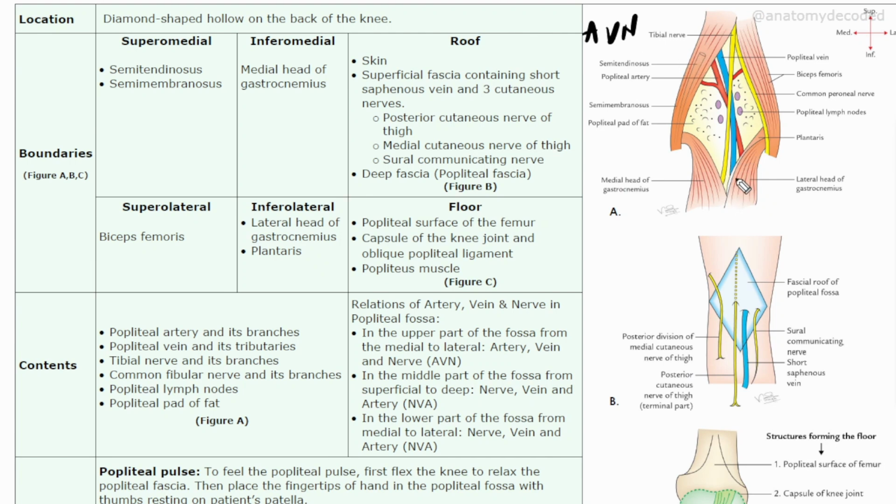Okay, and as we come to the lower part of the popliteal fossa, the relationship is changing. So here the artery is on the lateral aspect in the lower part, the vein is in the middle and the nerve is here. So in the lower part of the popliteal fossa it is just reverse: nerve, vein and artery. Okay, and in the middle of the popliteal fossa the three structures are overlapping.